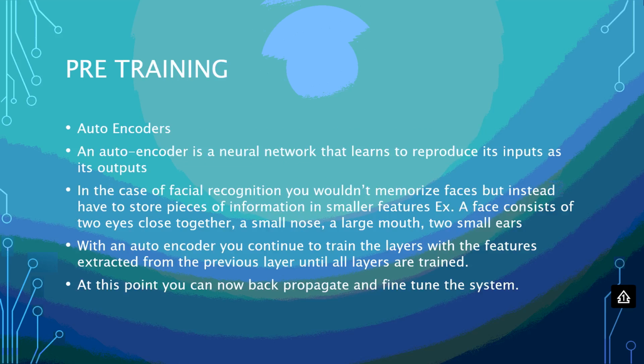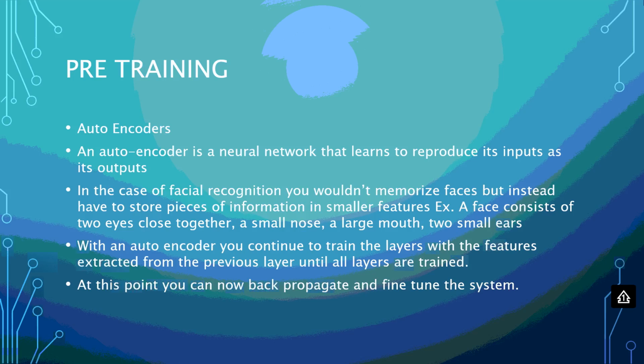And then looking at pre-training, there are two techniques that were used. The first one is autoencoders. An autoencoder is a neural network that learns to reproduce its inputs as outputs. So in the case of the facial recognition software, again, you wouldn't memorize how the face looks because you're not trying to store pictures of the faces. You're trying to store features about the faces. So, for example, you have two eyes that are close together, a small nose, a large mouth, two small ears, etc.